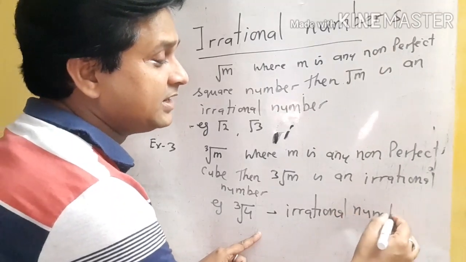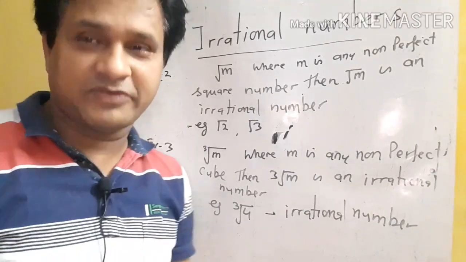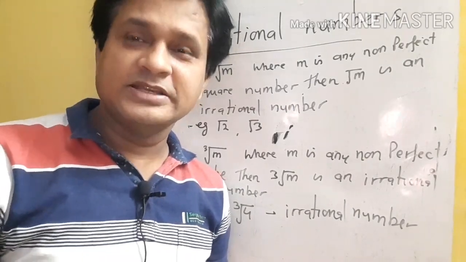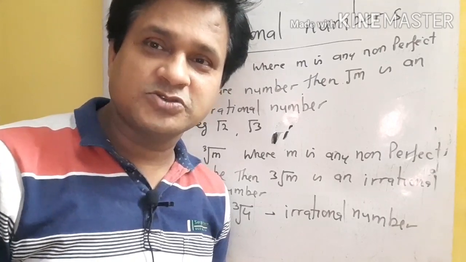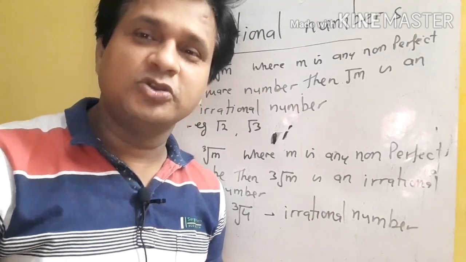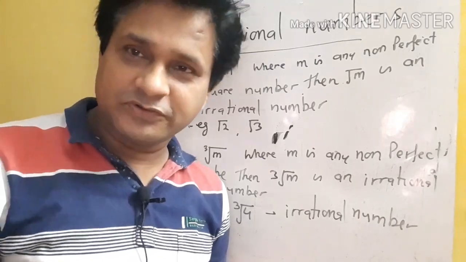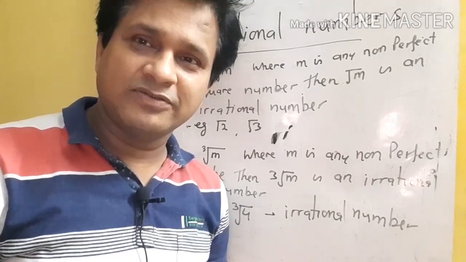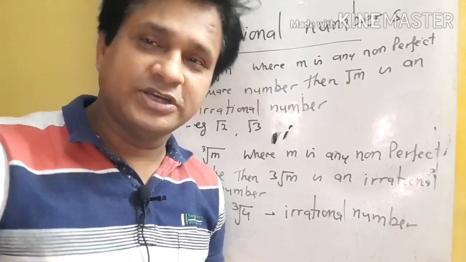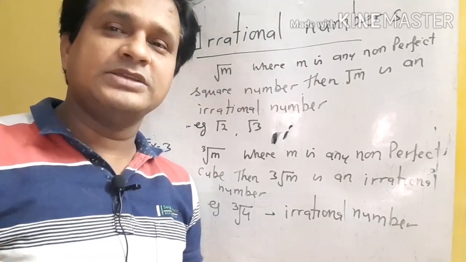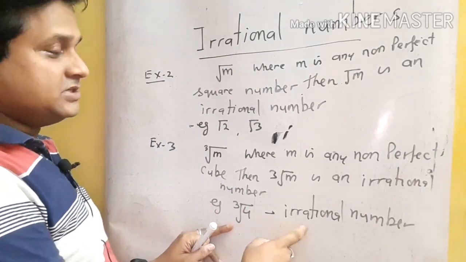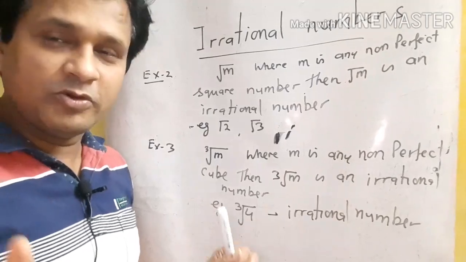You know what perfect cubes are? 8 is a perfect cube because 2 to the power 3 becomes 8. 64 is also a perfect cube, it is 4 to the power 3. 125 is also a perfect cube, 5 to the power 3. So the cube root of any non-perfect cube number is also an irrational number. I hope you understood.